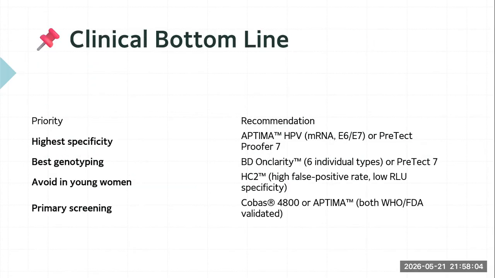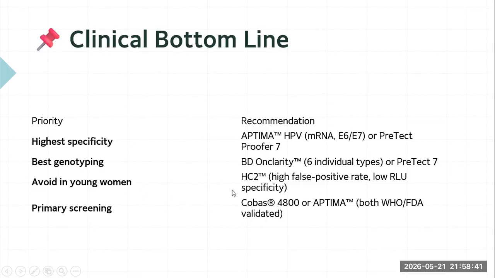infection, which is the most important to us because we want to see whether this lesion can progress to, for example, CIN2 can progress to CIN3 or not, and this is the transforming infection. This can be done by the transforming infection only, and this is being tested by the messenger RNA. So the clinical bottom line is the highest specificities are of the Aptima or PreTect test. Best genotyping is BD OnClarity, 6 individual types, or PreTect which detects 7.